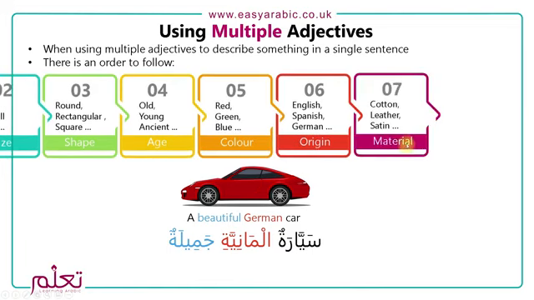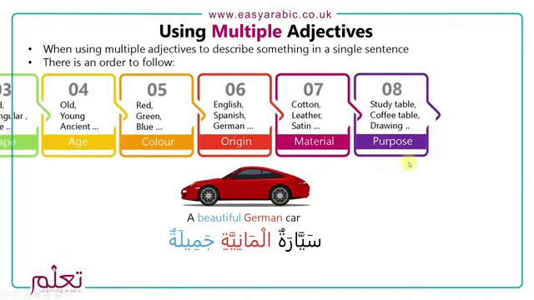Okay, next you can have materials. So if you want to describe the internals of the car, you know, it's got leather seats and stuff, you can do that. And then finally we've got purpose. So these are some of them, and you know, some places they define about 12 different orders that you can follow. I've just listed the most common ones.